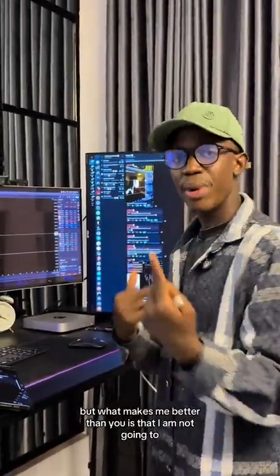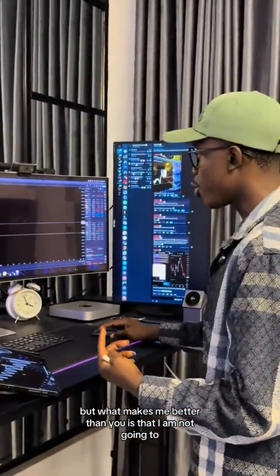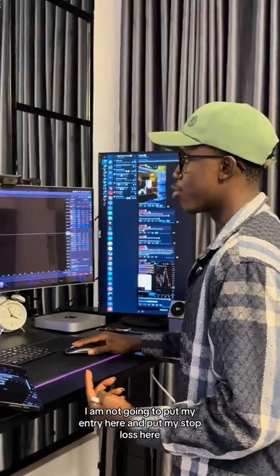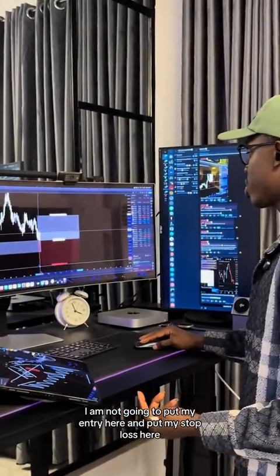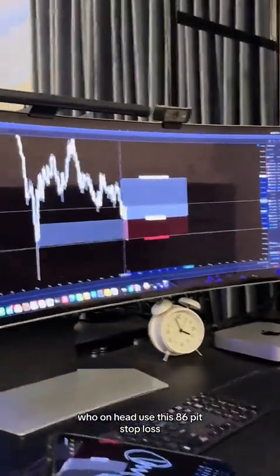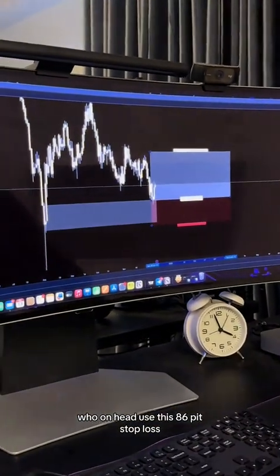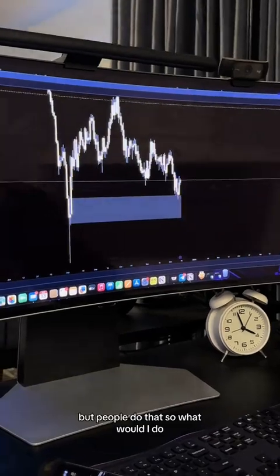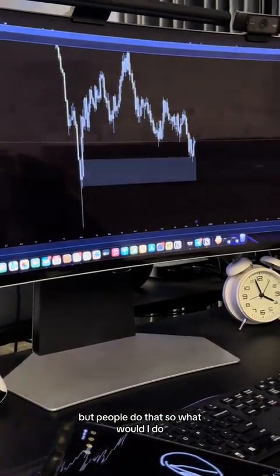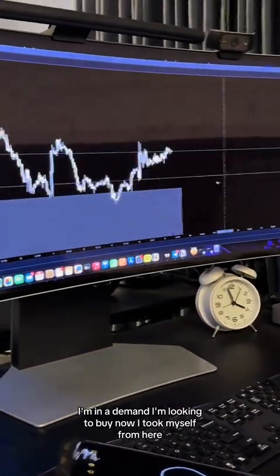But what makes me better than you is that, because this is a daily time frame, I am not going to put my entry here and put my stop loss here. Who on earth uses this 86 pip stop loss? I don't really have that time, but people do that. So what will I do? I'm in a demand. I'm looking to buy.